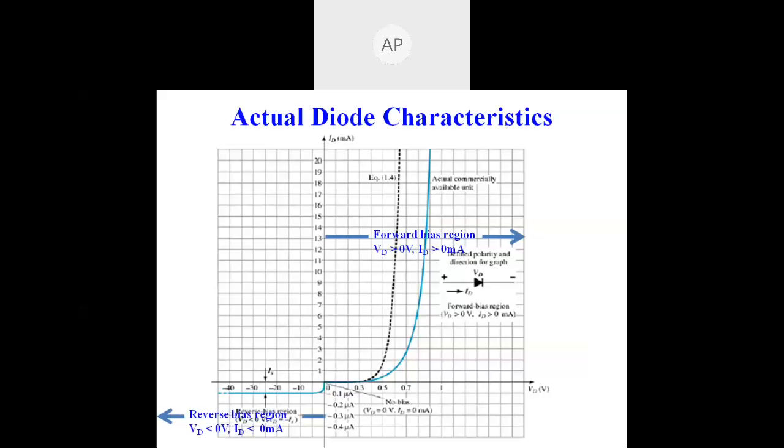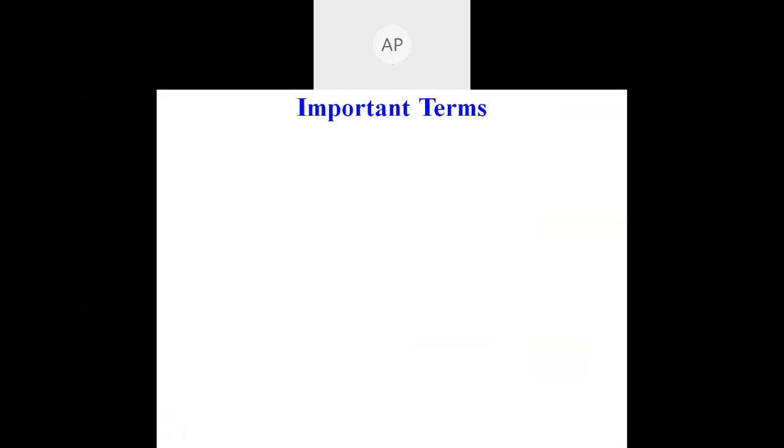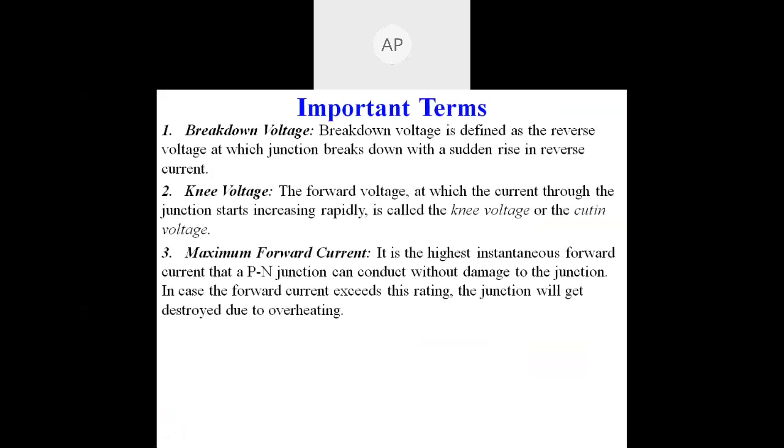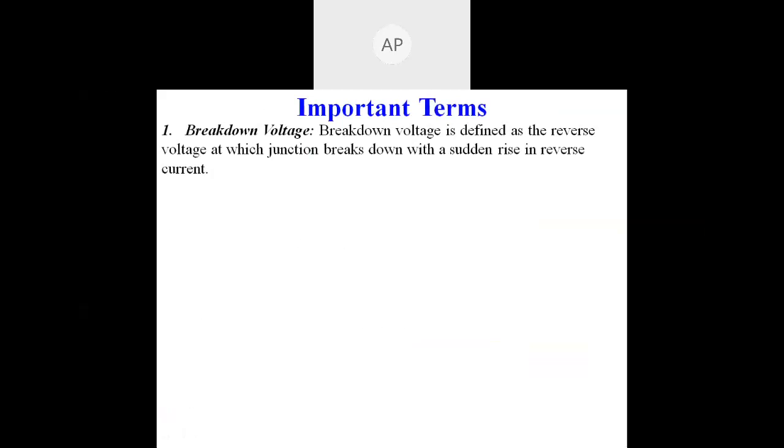This characteristic is divided into two parts. First is the forward bias region, where the diode voltage is greater than 0 and the current is greater than 0. Next is the reverse bias region, where the diode potential is less than 0 and the current is also negative. And here is the no bias point, where the external voltage available at the diode is 0 and the current flowing through the diode is also 0. Mostly, guys, remember we have discussed the no bias point.